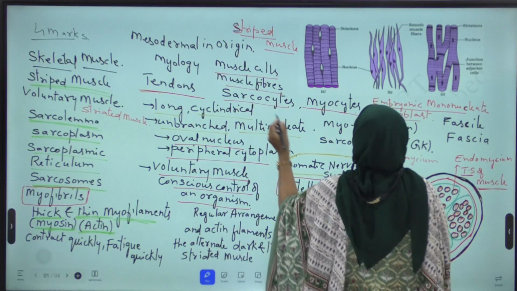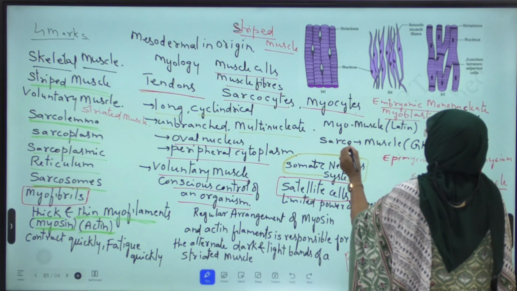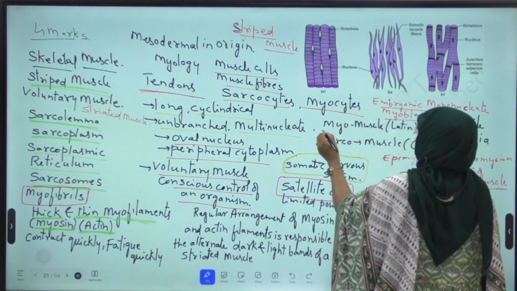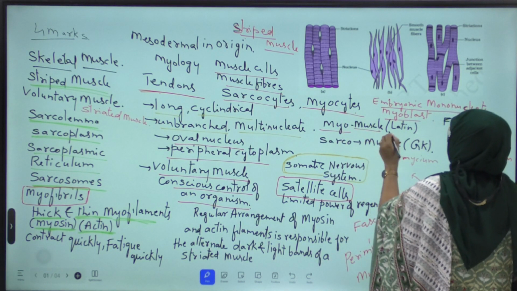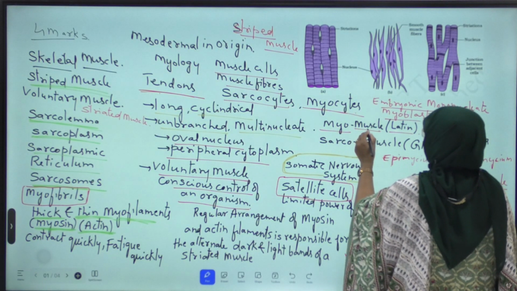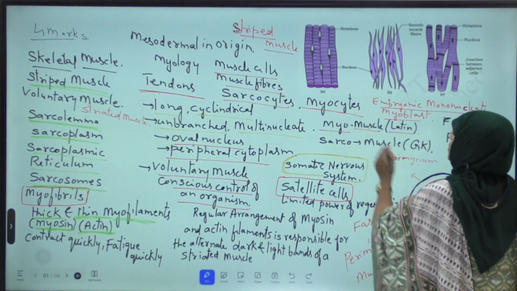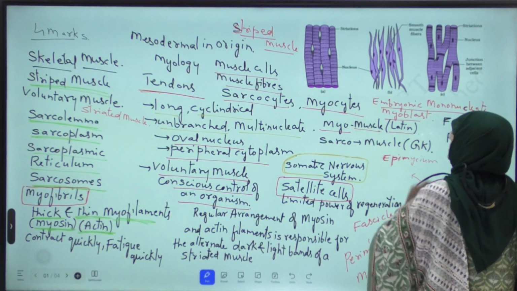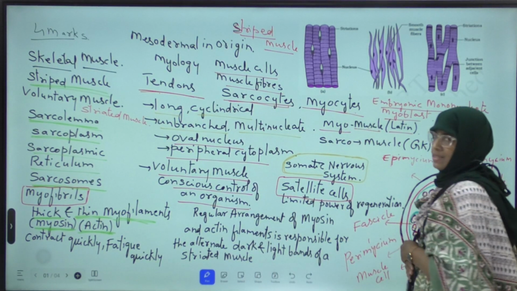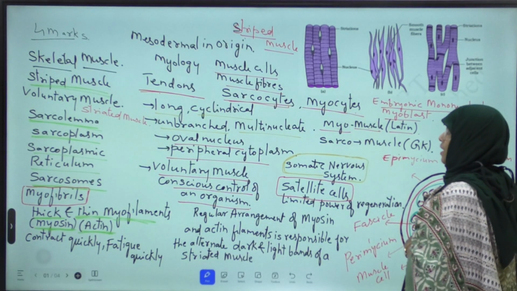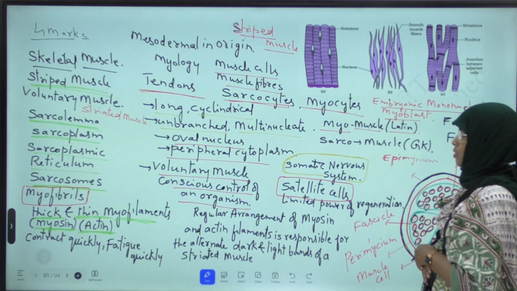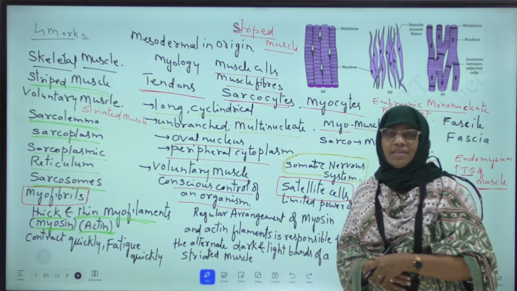Here, in sarcocytes, sarco is a Greek word which means muscle, and in myocyte, myo is a Latin word which means muscle. Muscle cells are also known as sarcocytes. The study of muscles is called myology.